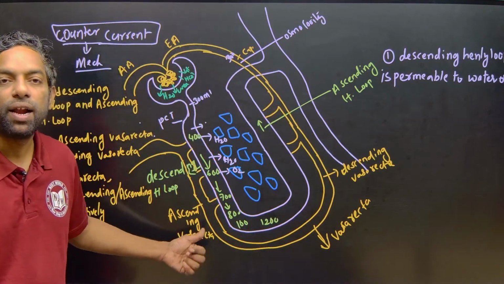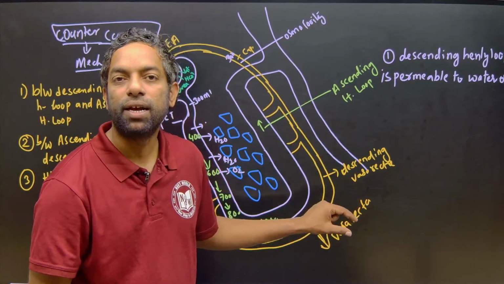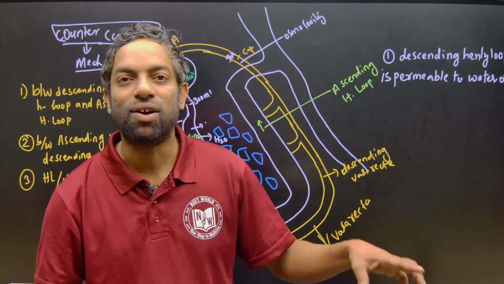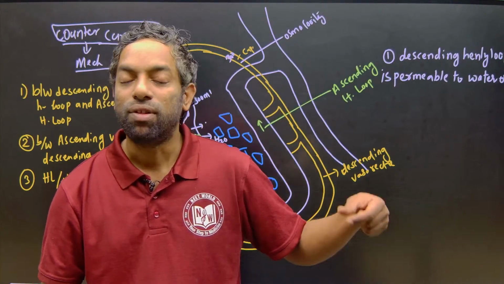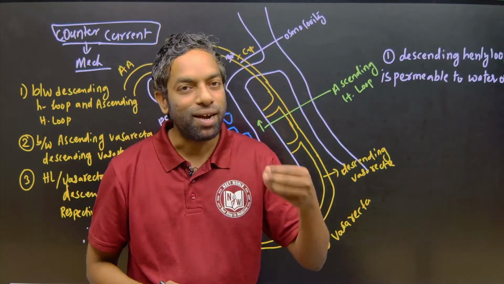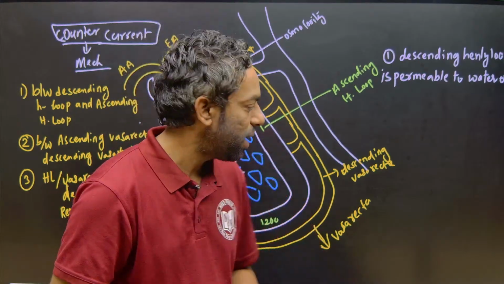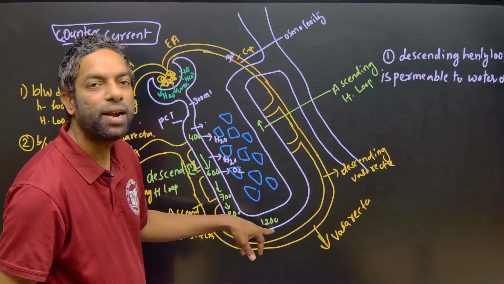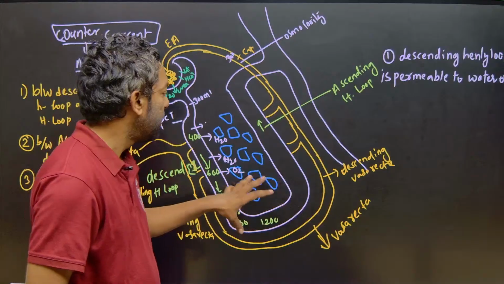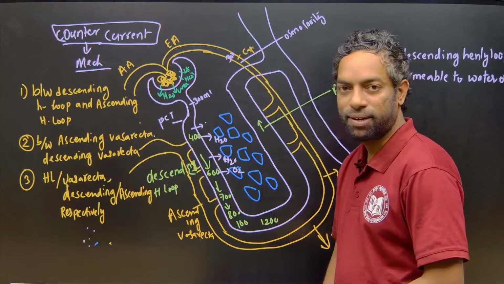1200 osmolarity. As you know, osmolarity is how many ions, meaning electrolytes, either plus or minus, are in a liter of fluid or solution. If 300 osmolarity, it means 300 ions are there per 1000 ml. In this condition, 1200 osmolarity is going to be reached in the descending Henle loop.